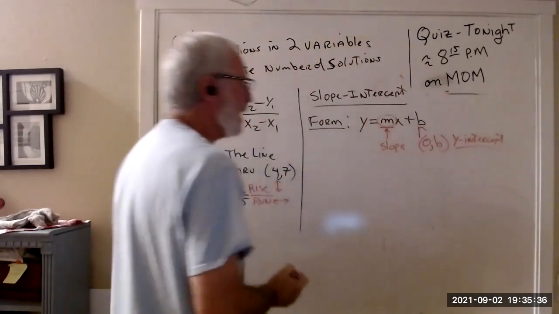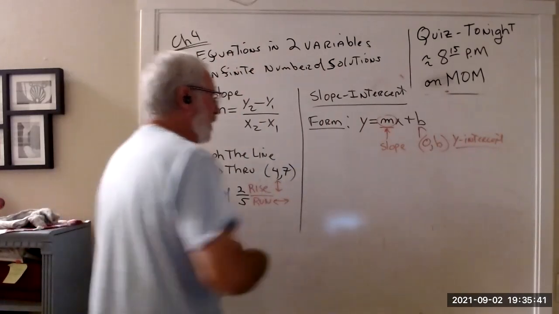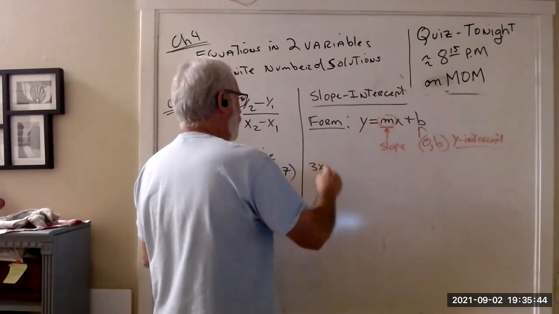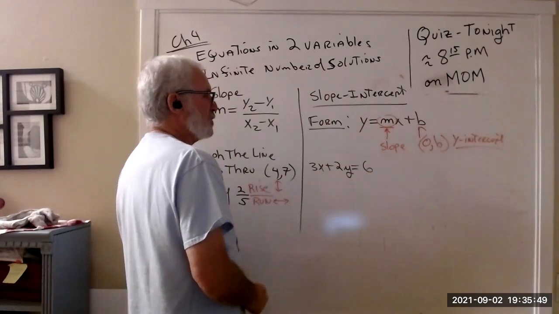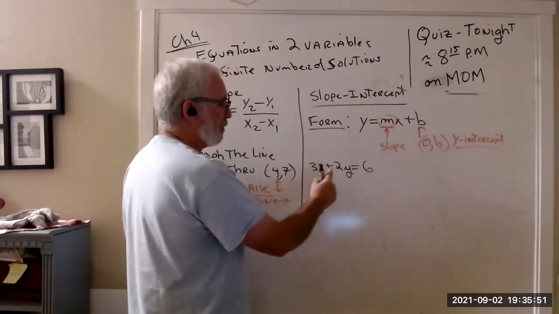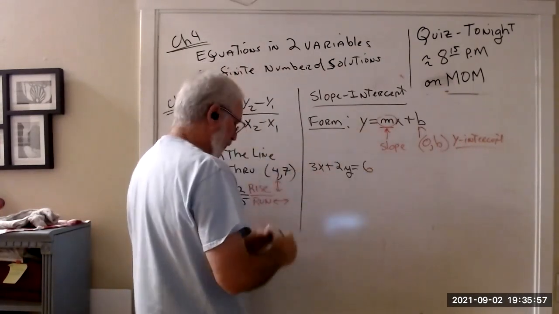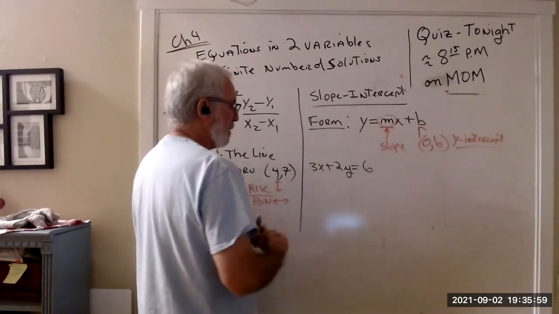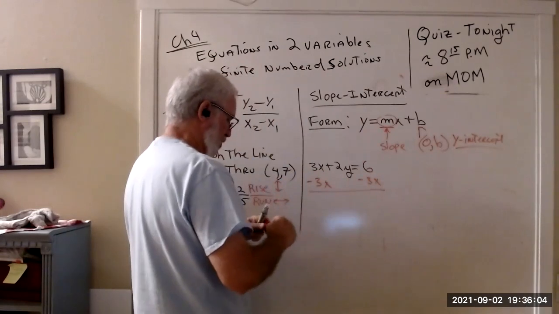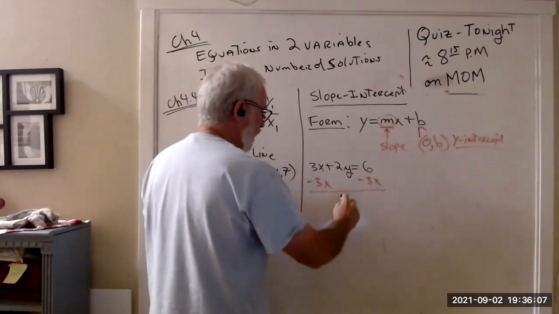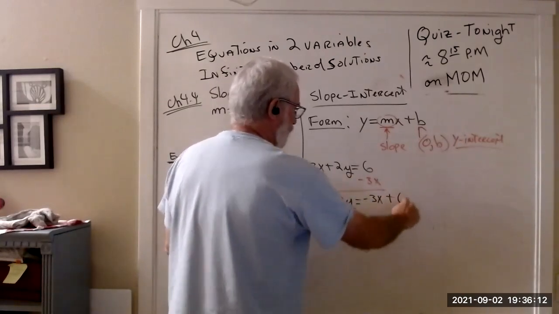Okay, it's the y-intercept. So let me show you how you do this. Let's take an easy equation: 3x plus 2y equals 6. I want to manipulate it from this form of an equation into this form, which means I've got to get y by itself. So I'm going to take away 3x from both sides of the equation. So I'm going to have 2y equals negative 3x plus 6.